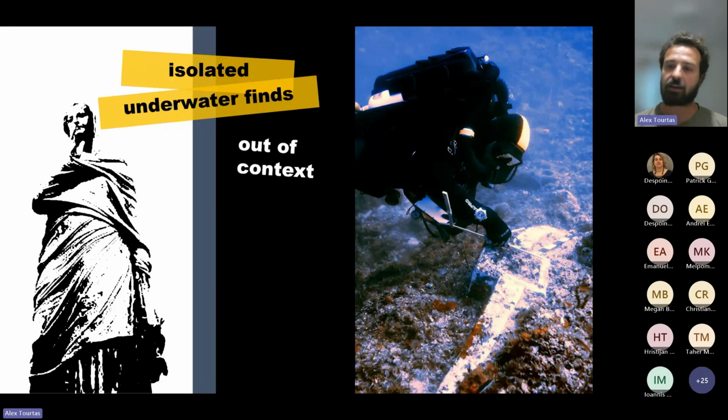For example, you find an anchor that was obviously attached to a ship. At some point, this anchor was stuck on the seabed, and it wasn't easy for them to retrieve it, so they just cut the rope. And now we find this isolated find, but we don't have the context.